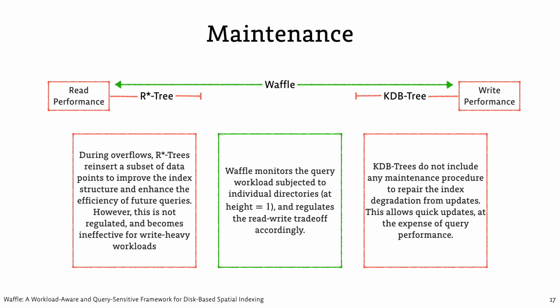After splits or deletions, nodes may have relatively few children, leading to a large number of half-full nodes. Now, half-full nodes are good for insertions as they don't quickly overflow, but on the other hand, they are bad for querying because they lead to a higher number of node accesses. R star trees always reinsert a subset of data points to improve the index structure and enhance the efficiency of future queries before partitioning an overflow node.